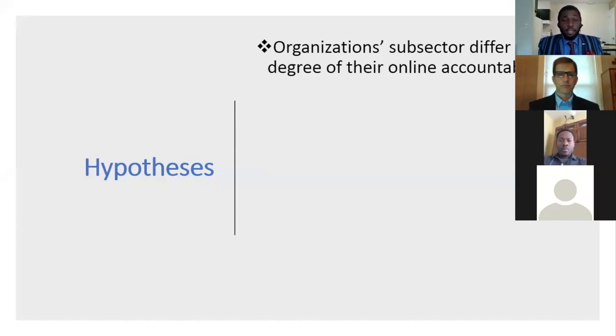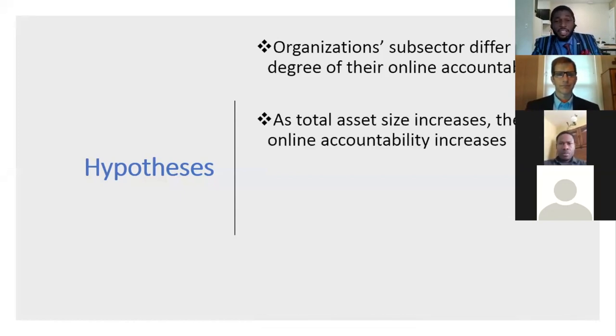And a second hypothesis that has been tested is regarding asset size. Previous research has found that nonprofit organization asset size also has a positive effect on their online accountability. Hence, this hypothesis: as total asset size increases, the level of online accountability increases.